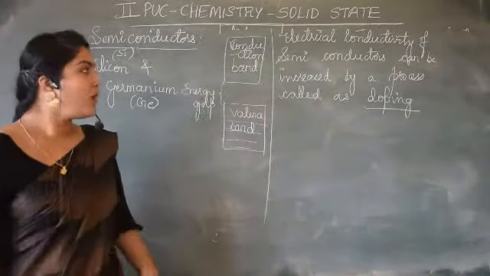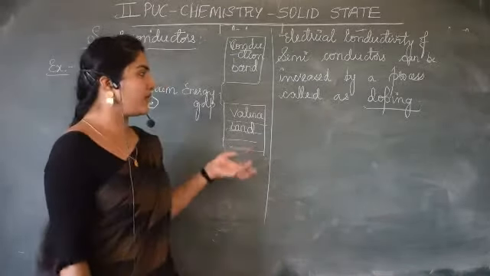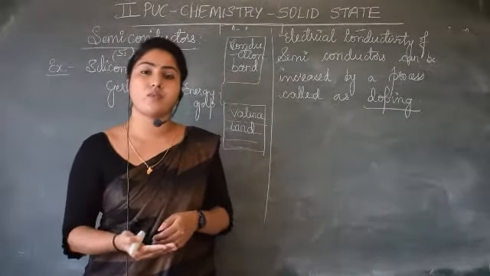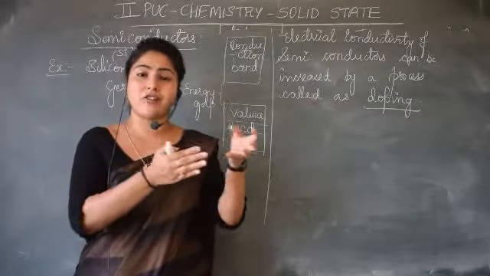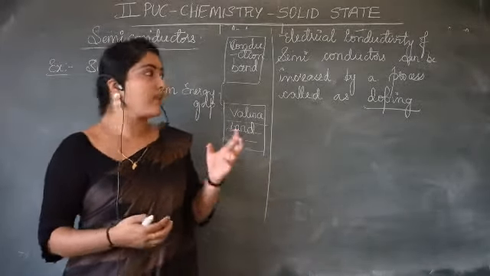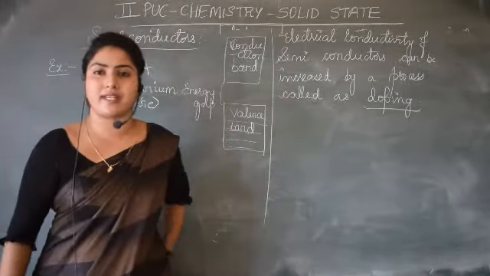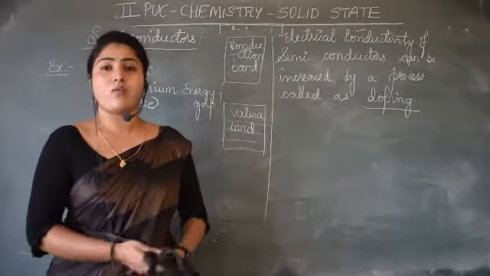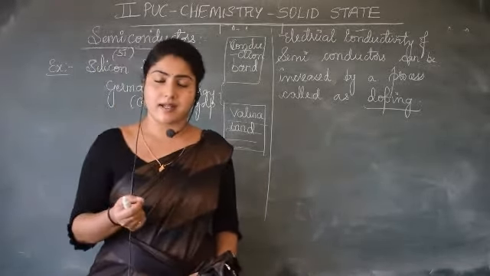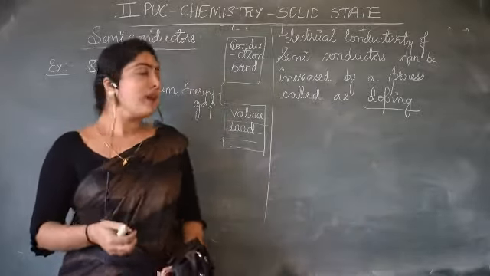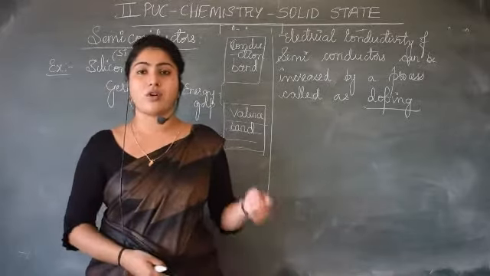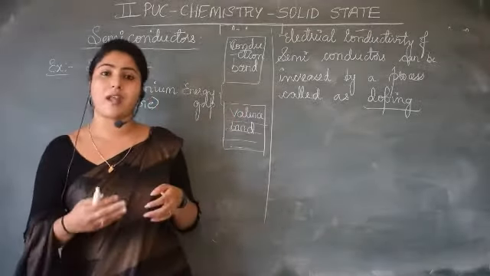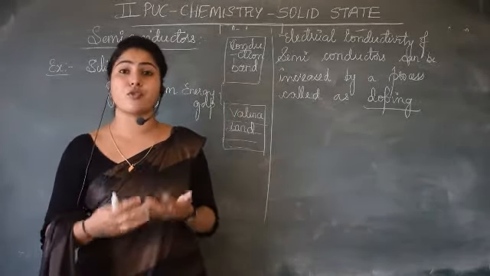D-O-P-I-N-G, doping. Now, what is doping? In the process of doping, the semiconductor is taken and treated with some electron rich or electron deficient species. The pure form of semiconductor is called an intrinsic semiconductor. This intrinsic semiconductor is treated with impurities, which can be electron rich or electron deficient, so that it can conduct electricity and show more conductivity.